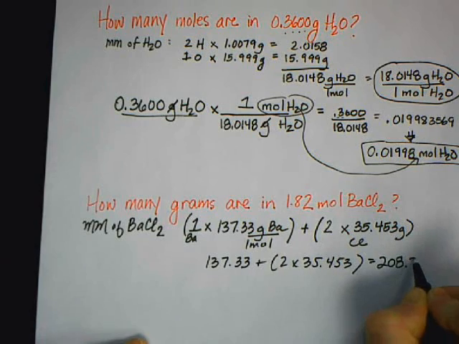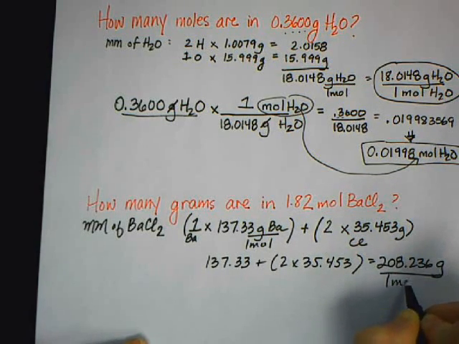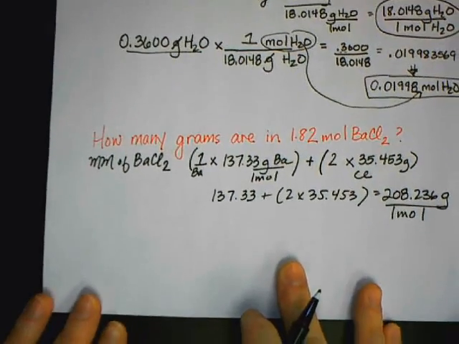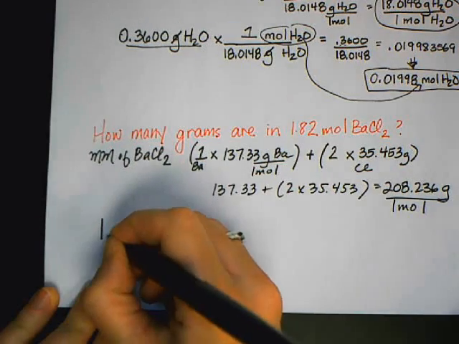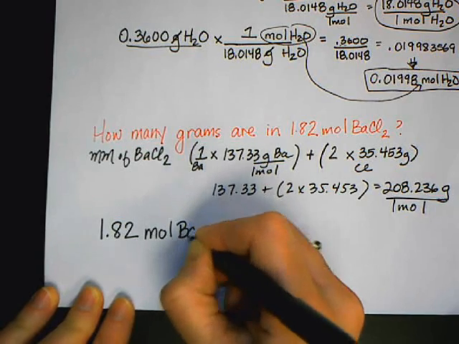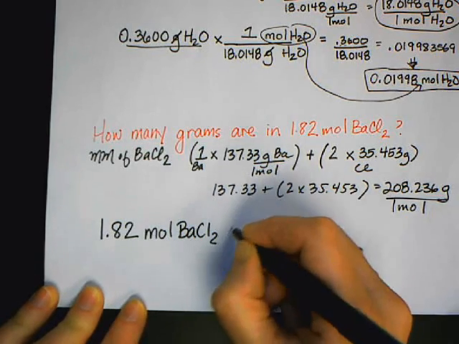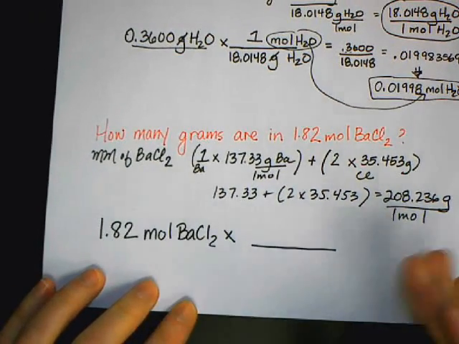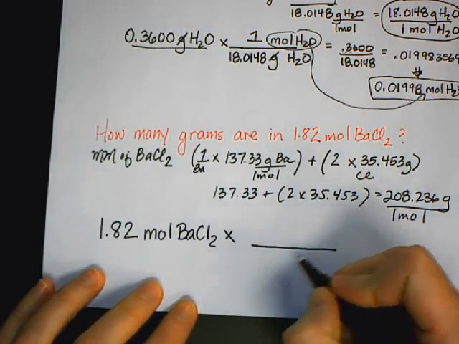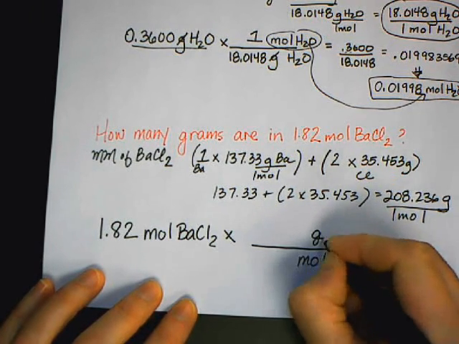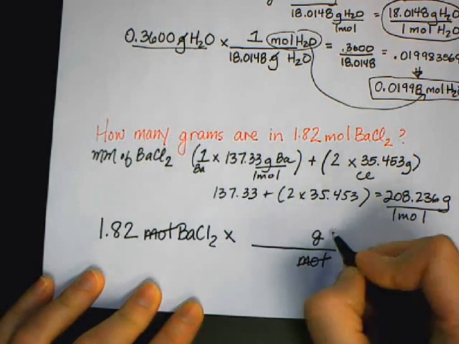Once you get the molar mass, you're ready to begin and answer the problem. So we're going to start with what we're given, 1.82 moles of barium chloride. Notice I put the units and the substance. Then we're going to multiply by a conversion factor, in this case some form of the molar mass. That's going to allow the units to cancel. So I'm going to put moles on the bottom, grams on the top, so my moles will end up canceling. And I know a relationship between grams of barium chloride and moles. 1 mole on the bottom, 208.236 grams on the top.